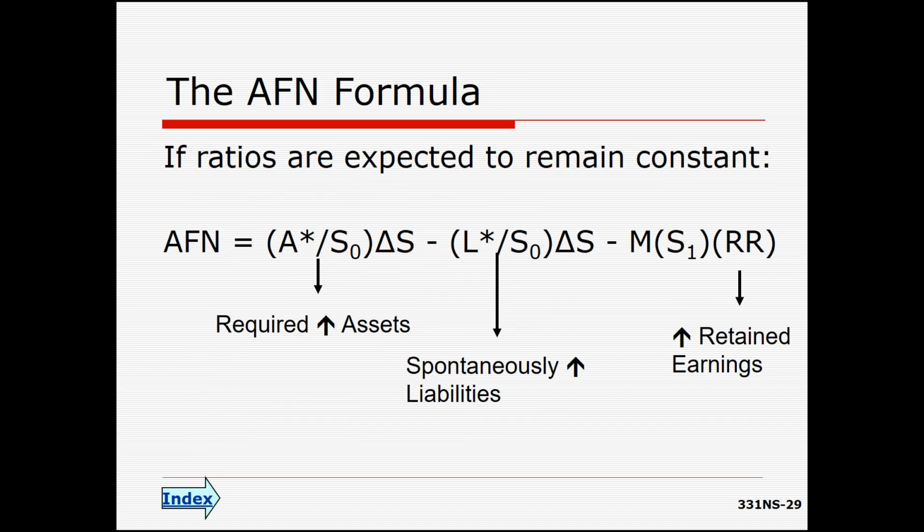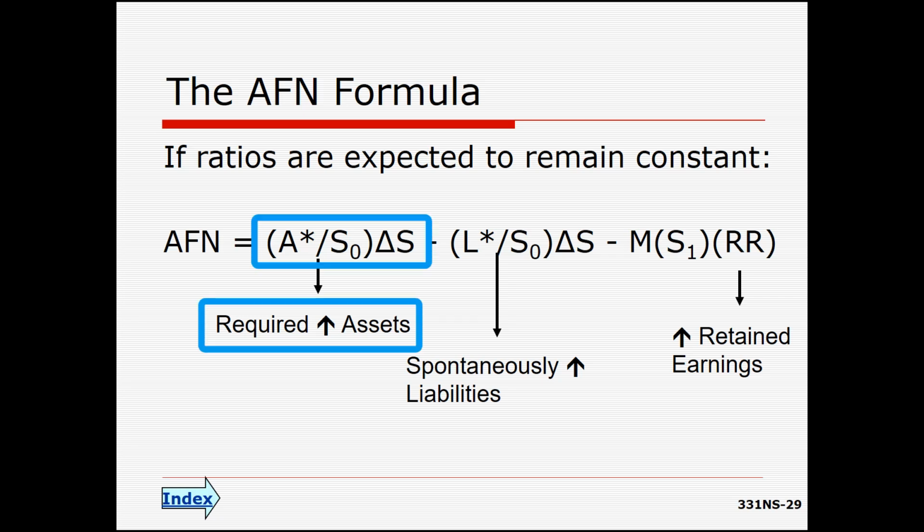One requirement is that we must be able to assume that the ratios will remain constant. Putting the variables in place, AFN is equal to the capital intensity ratio times the change in sales. This is the total funding needed to support the forecasted increase in sales.